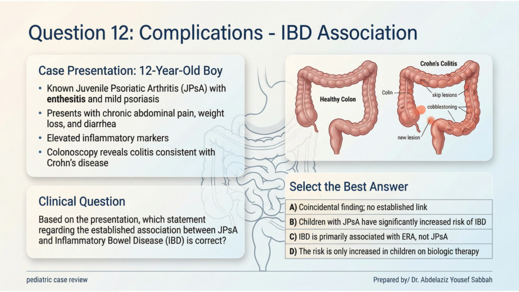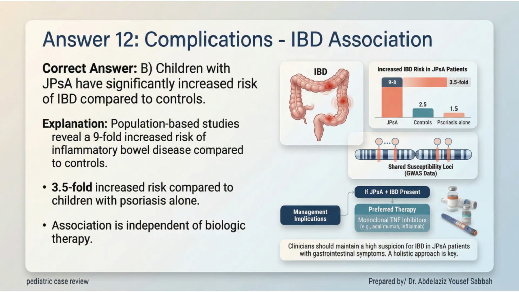Option A. Coincidental finding with no established link. Option B. Children with juvenile psoriatic arthritis have significantly increased risk of inflammatory bowel disease. Option C. Inflammatory bowel disease is primarily associated with enthesitis-related arthritis, not juvenile psoriatic arthritis. Option D. The risk is only increased in children on biologic therapy. The correct answer is option B. Children with juvenile psoriatic arthritis have a significantly increased risk of inflammatory bowel disease compared to controls.